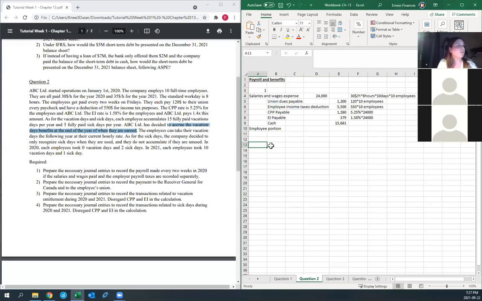Now, we have to do the employer portion. The employer was only mentioned for EI and CPP, so that's the only thing we're going to register. So we're going to put payroll tax expense. Basically, this is a debit, it's an expense, and it's going to be the sum of the CPP and EI that the employer has to pay. So the CPP payable, the rate for the company was also 5.25%, so it's calculated again on the 24,000.